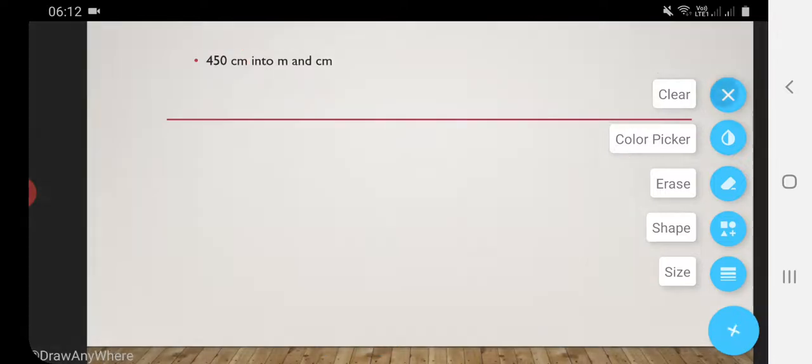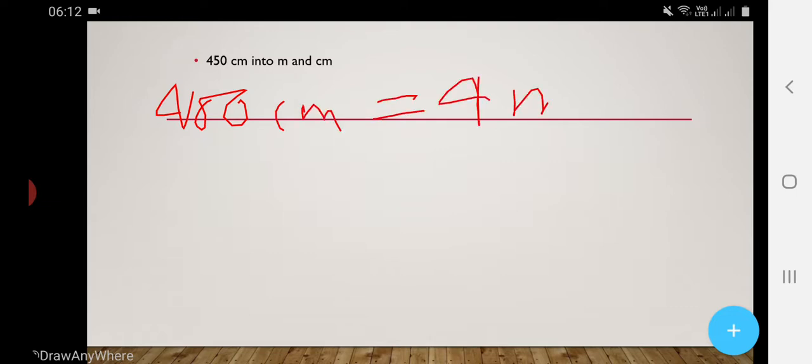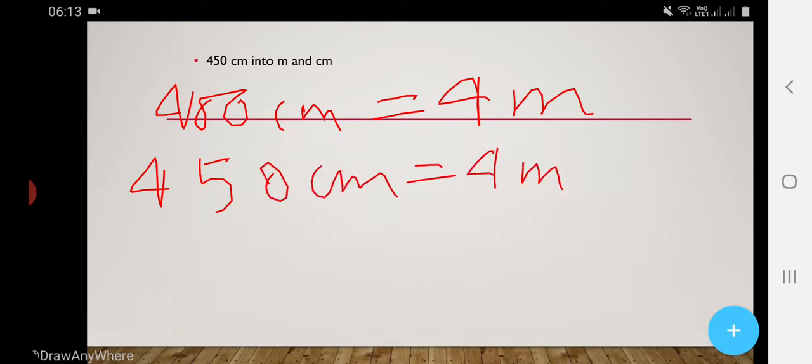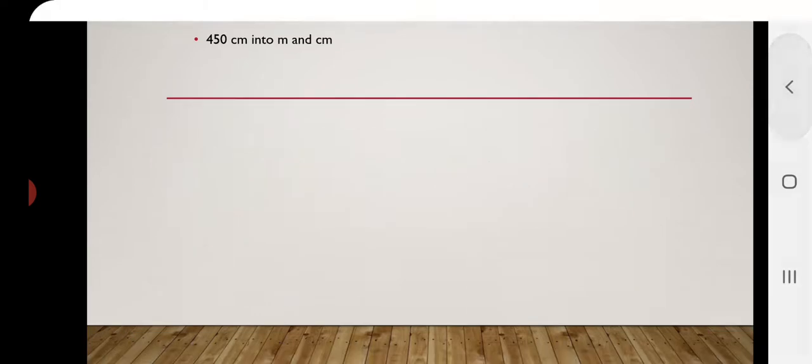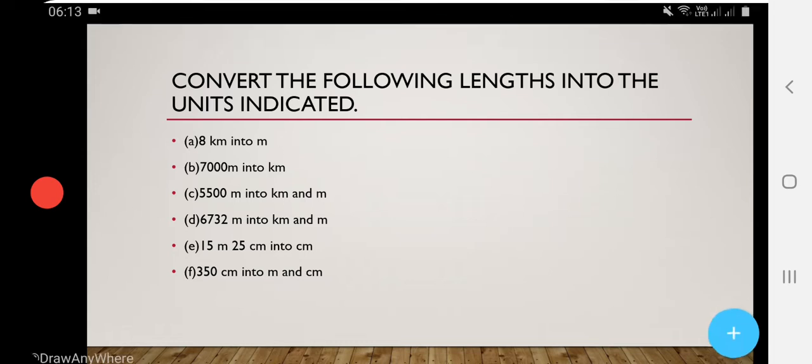Okay. Now if I write that 400 centimeter is equal to 4 meter, so 450 centimeter is equal to 4 meter and 50 centimeter. I think this is clear to everyone. Next, you have to do this right now in your copy.